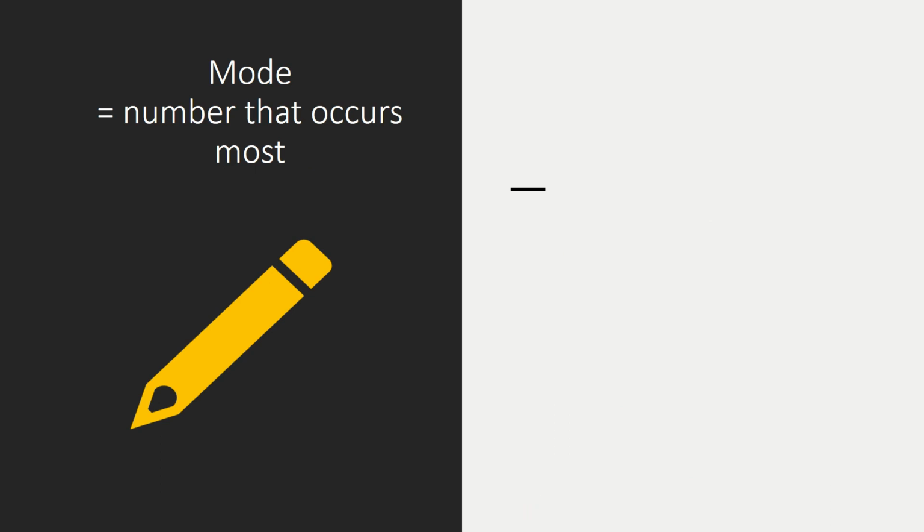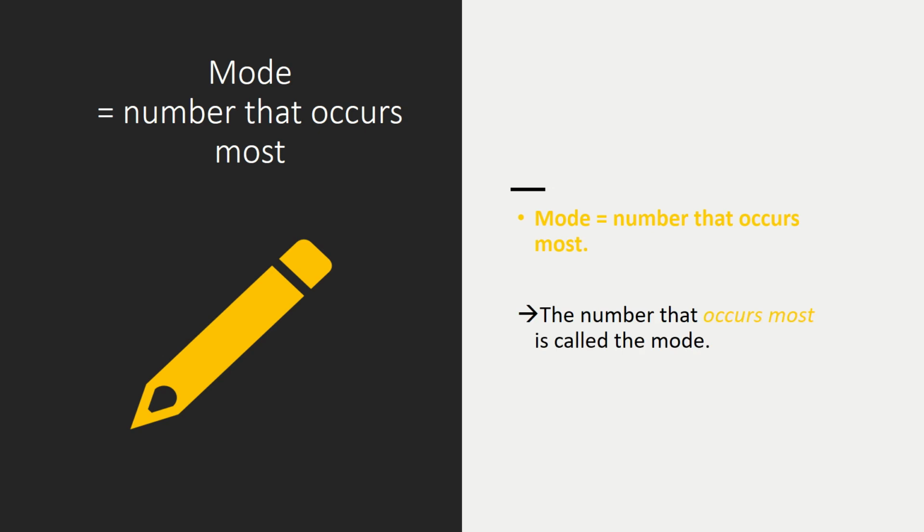Alright, so a bit of a conclusion of the mode. The mode is a number that occurs most. The number that occurs most is called the mode. So if there are two numbers that occur the most, then there is no mode. So for example, I've got 5 numbers: 1, 3, 3, 5, 5. If I'm going to have a look what the mode is, then you would say, oh, it's 3 and it's 5. But that is not possible. You can only have one number that occurs most. If there are two numbers that occur most, then there is no mode.